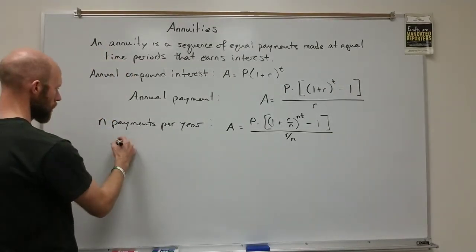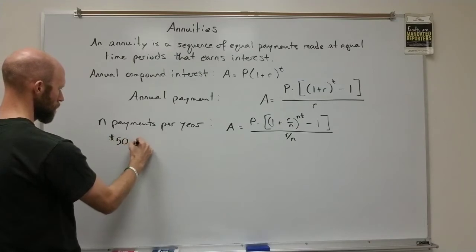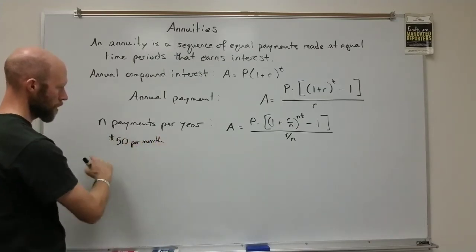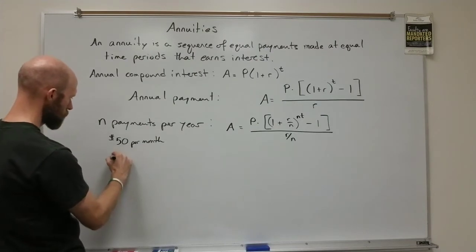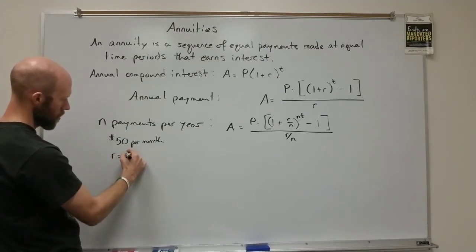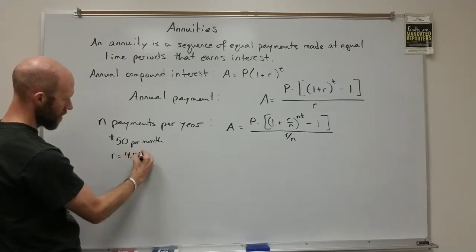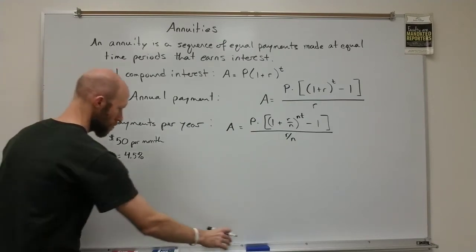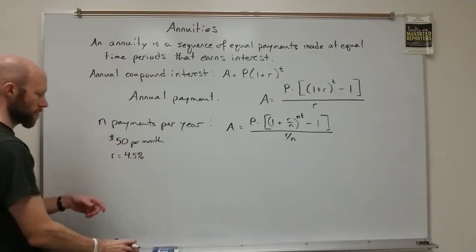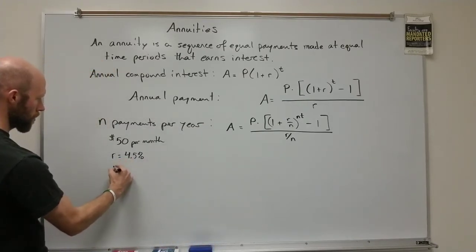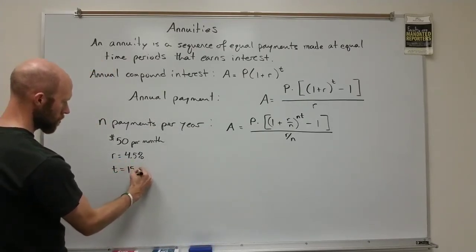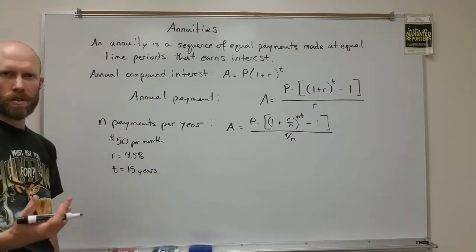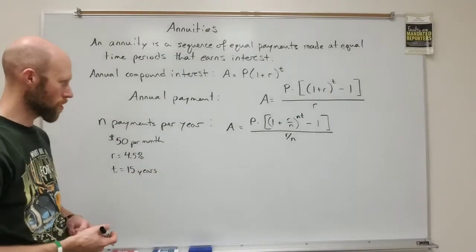Let's say you were putting in $50 per month. So payments of $50 per month at an interest rate of 4.5%. Payments are going to be made every month, I already said that, so N is 12, and you're going to have a T value of, let's say, 15 years. Okay, so let's just go with this information. We'll just calculate this straightforward.